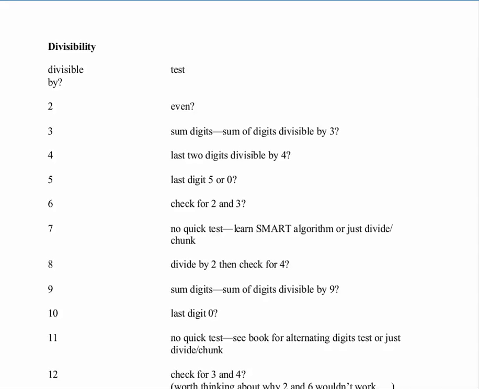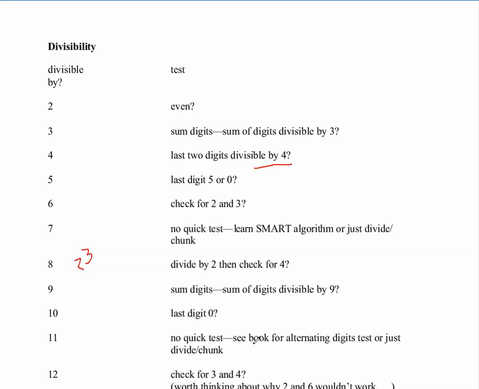Divisibility by 8, well, it doesn't come up very often, but you need to think of 8 as 2 cubed. It's 2 times 2 times 2, and really what you're doing is dividing by 2, and then you could apply the check for 4 at that point. Divisibility by 9, well, sum the digits. If the sum of the digits is divisible by 9, then the number is divisible by 9. 10 is trivial. If the last digit is 0, then it's divisible by 10.